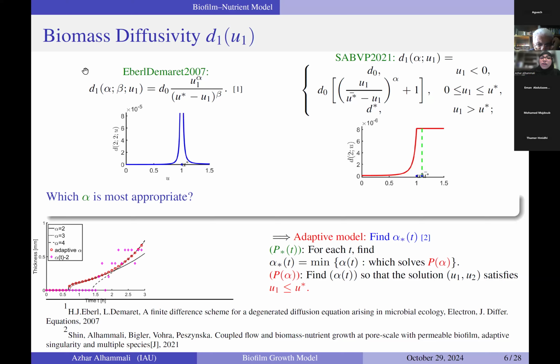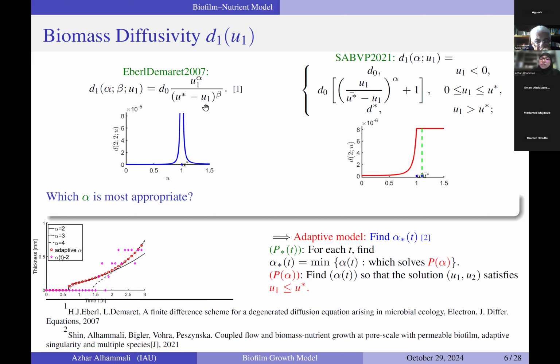Okay, now the biomass diffusivity plays an important role in modeling the growth and spreading through the interface. Here is the formula of the biomass diffusivity we consider here. It's a modification of this degenerate singular diffusivity proposed by Eberl and Demaret in 2007. So it succeeds in modeling the spreading. As you see here, it blows up when the biomass is close to its maximum.